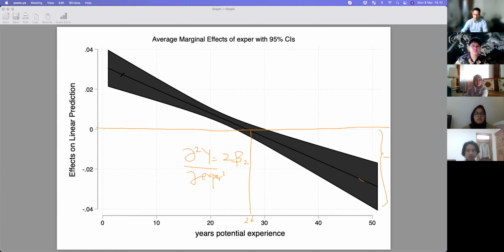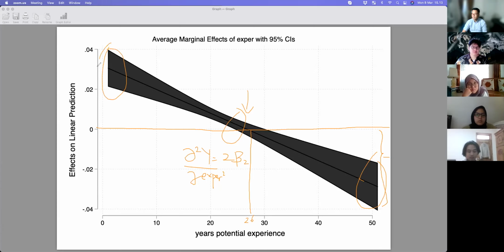And what does this black shadowy line tell you? This black shadowy line tells you the confidence interval for the estimate. Why do we have a wider confidence interval right here, and a relatively narrow confidence interval in the middle? It's because we observe a lot of observations in the middle. If you have a lot of observations, your standard error decreases and your confidence interval shrinks.